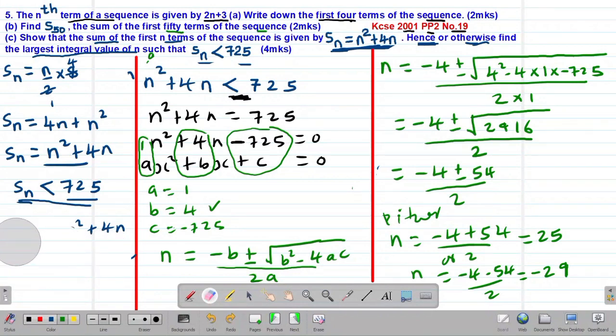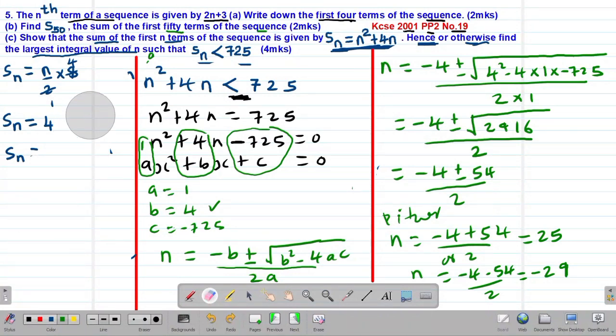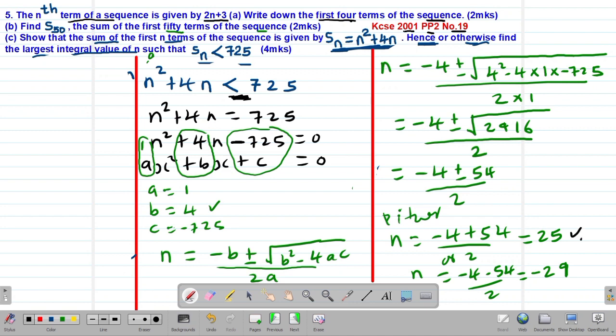So let me erase this part so that we can use it to compute the remaining part of the question. So we are going to end up with the following. So we are getting two values of n. n is 25 or negative 29. But the question was asking us to find the largest integral value of n. Remember, an integer is either a positive or a negative whole number. So the largest integral value, of course, between 25 and negative 29, the largest value is 25.